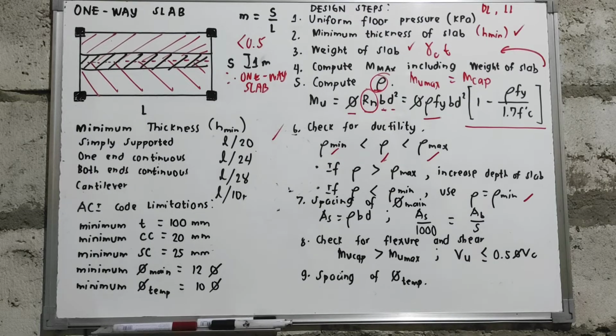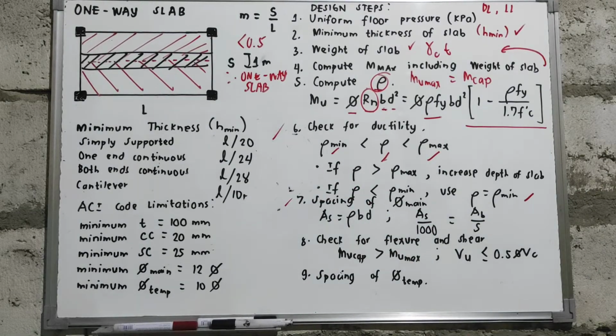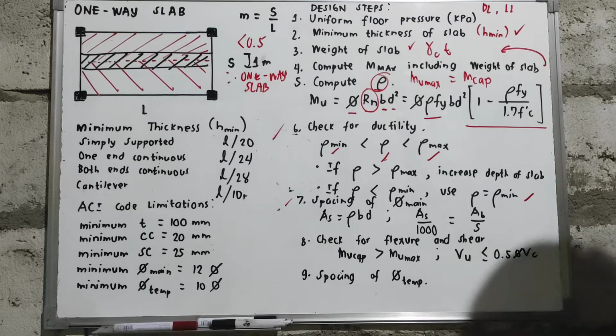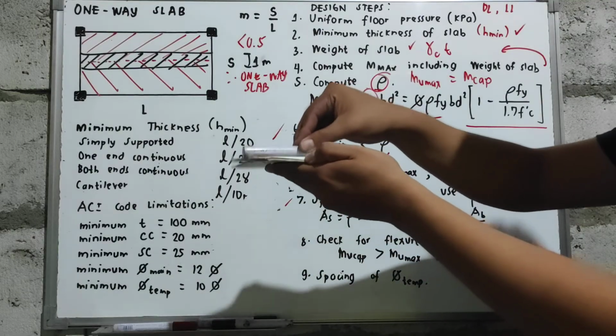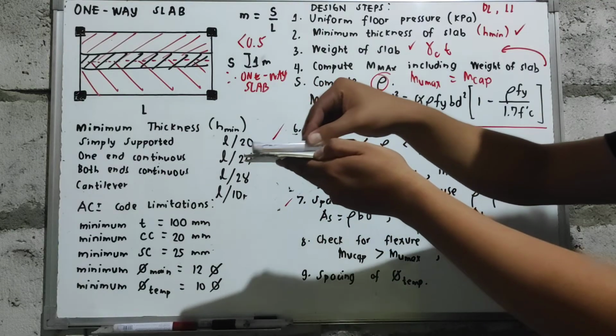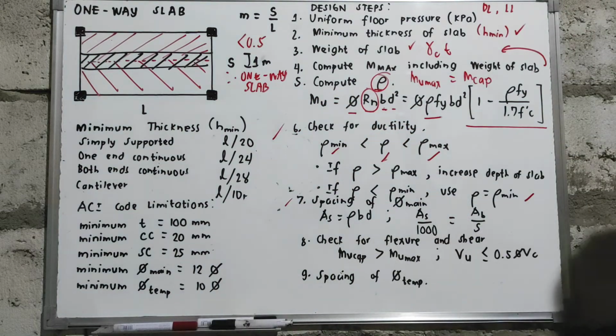After we check for the ductility, we will solve for the spacing of your main bars. So let's say again, this is your shorter span. So eto na ngayon yung mga bakal natin or yung mga main bars natin that will resist the bending effect. So eto yung mga i-compute natin na spacing.